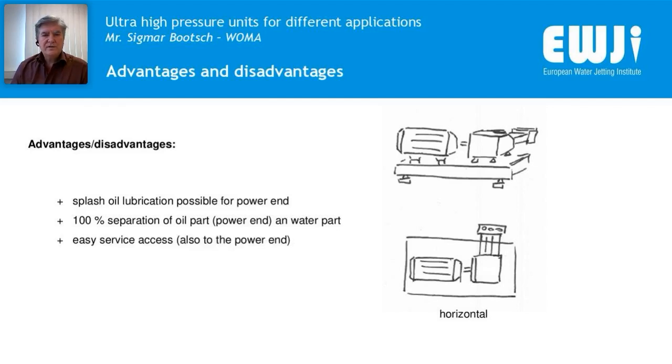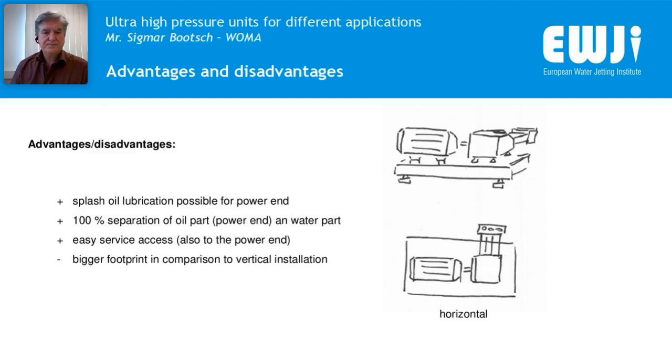When you do a service at the power end, means at the oil part, you have an easy access because you can go around. You don't have to dismount the pump head. But disadvantage is you have a bigger footprint in comparison to the vertical installation. So when you have comments, please use the chat so we can discuss afterwards.